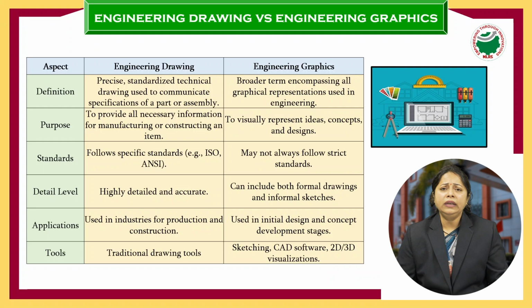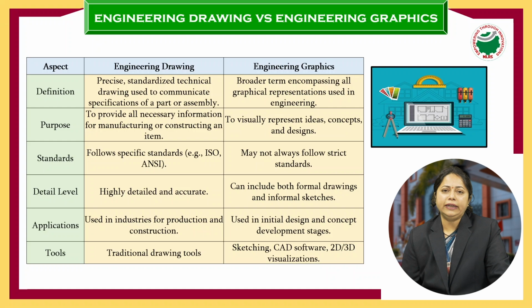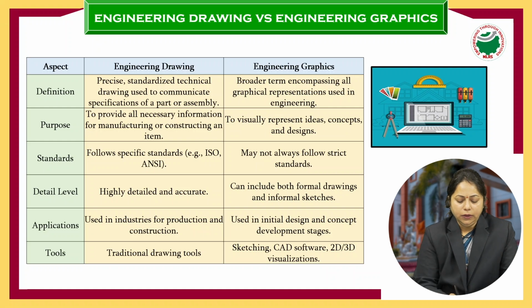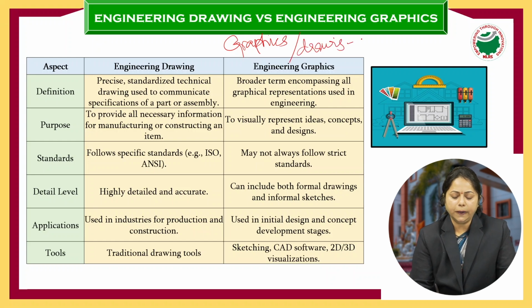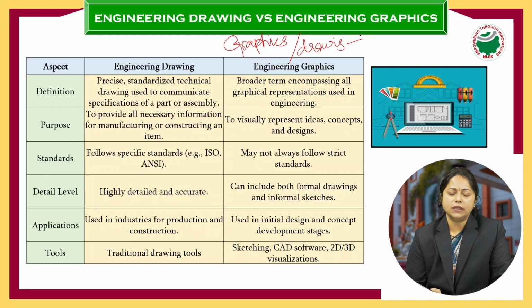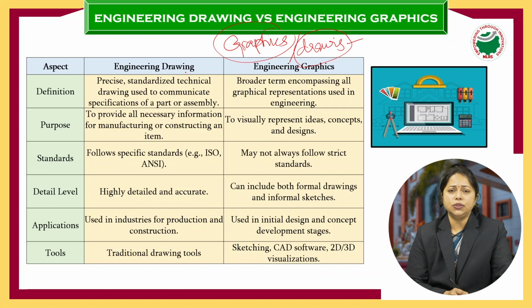Well, now, if we look at the title of the subject, it is Computer Aided Engineering Graphics. Now, there are two terms that we see right now. One is graphics and the other is drawing. What would be the difference? I have been speaking about engineering drawing and now suddenly we say that it is engineering graphics. How do we differentiate between them?